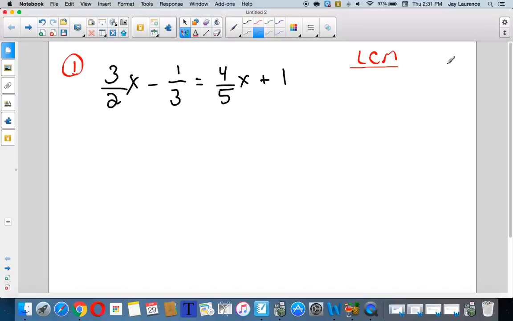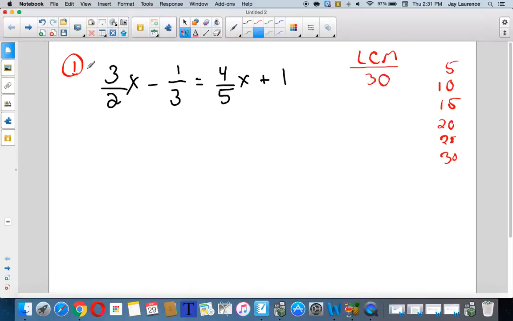So I'm going to count by 5: 5, 10, 15. I can't stop yet because 3 goes into 15 and 5 goes in, but 2 doesn't, not evenly. And 3 doesn't go into 10, so I've got to keep going: 20, 25, 30. Ooh, I think I've got it. My least common multiple of 2, 3, and 5 is 30.